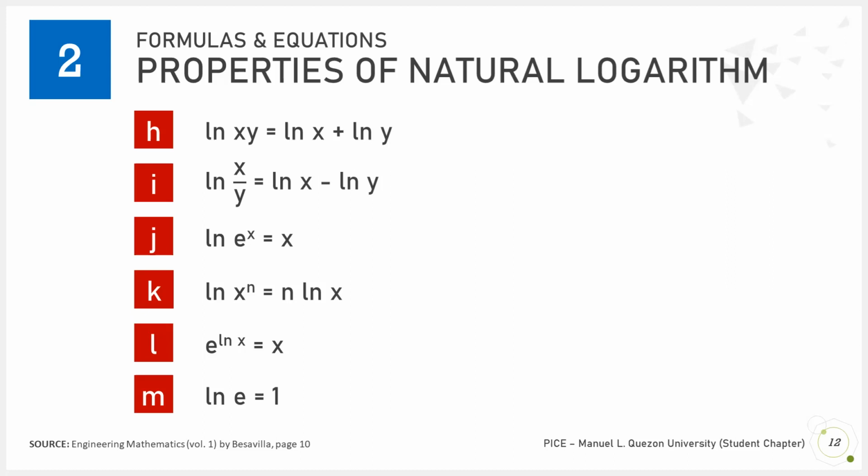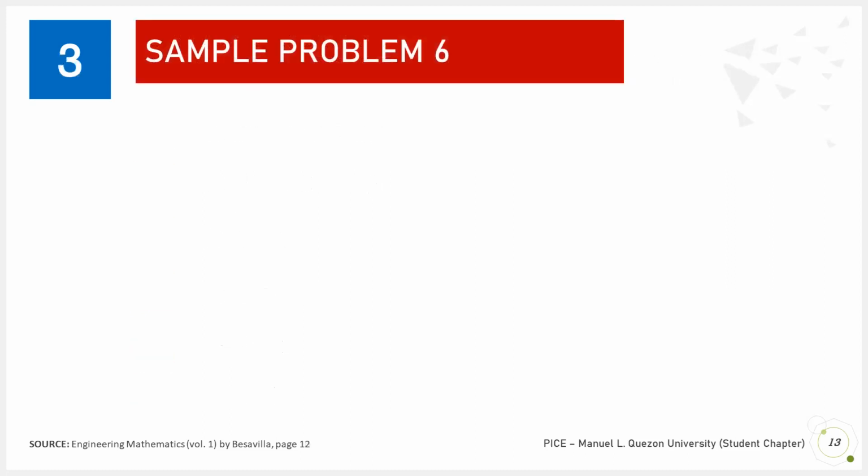And then for letter L, if we have Euler's number as a base and a natural logarithm as an exponent, we can transform it by simply writing down the argument inside the natural logarithm. So it only applies when your base is Euler's number and your exponent is a natural logarithm. So let's proceed to the sample problems.